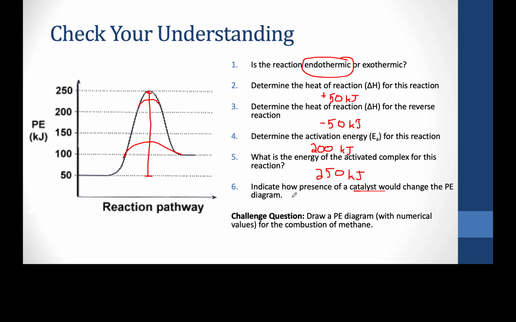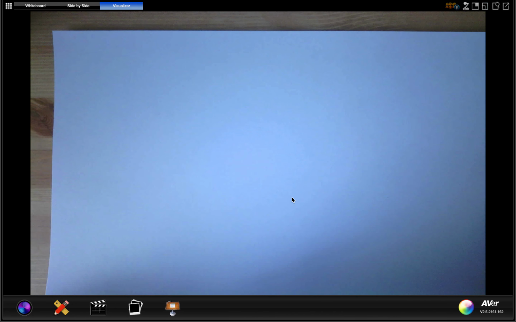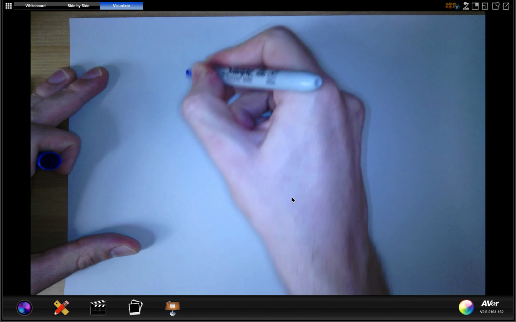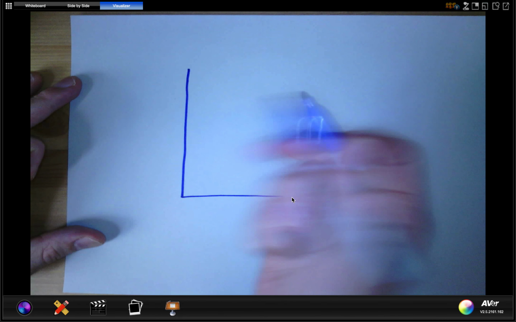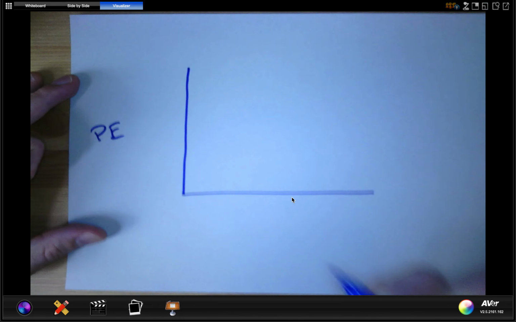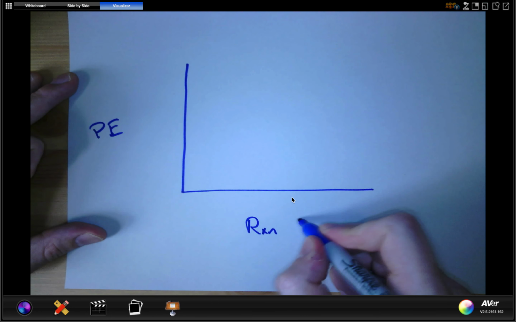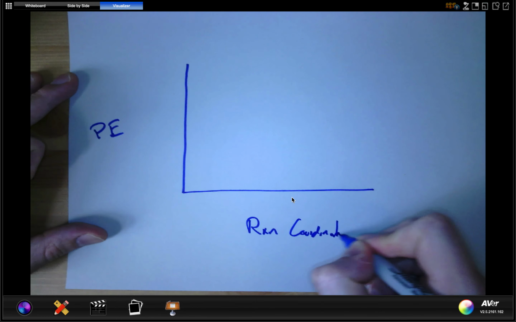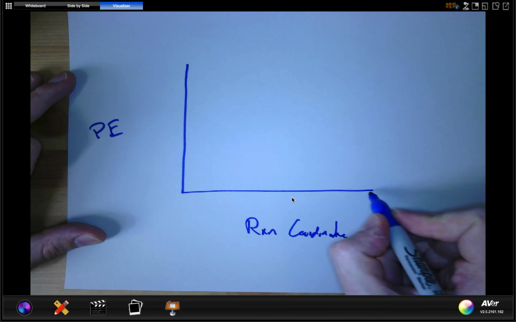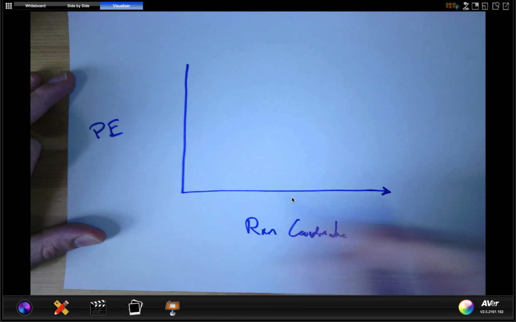All right, so if you stuck around for the challenge question, it asked us to draw a potential energy diagram with the numerical values for the combustion of methane. So first of all, I'm just going to get my diagram started here. I know I'm going to have that and that. Over here is potential energy. Down here is reaction, a short term for reaction coordinate. This is also just the progress of the reaction as we go from left to right.